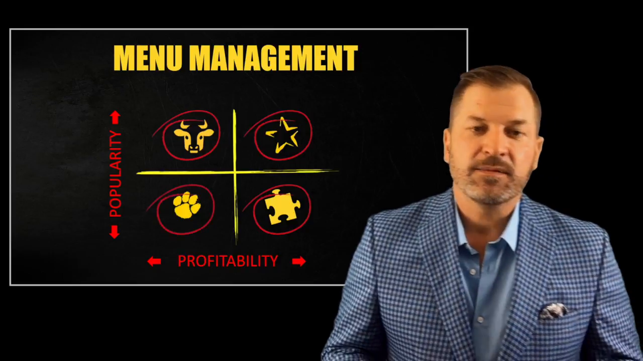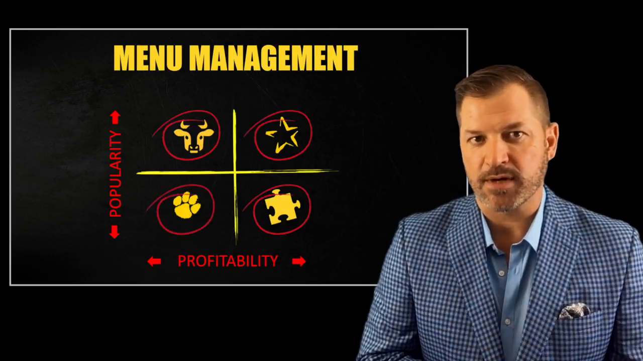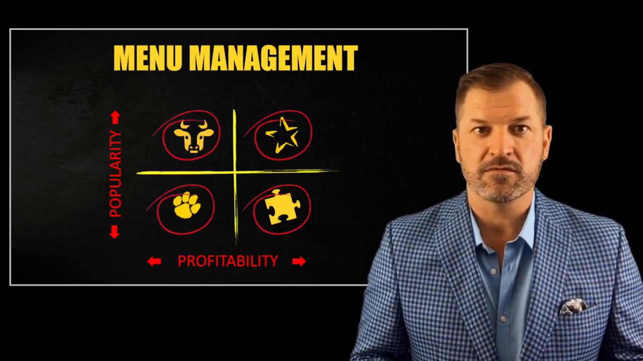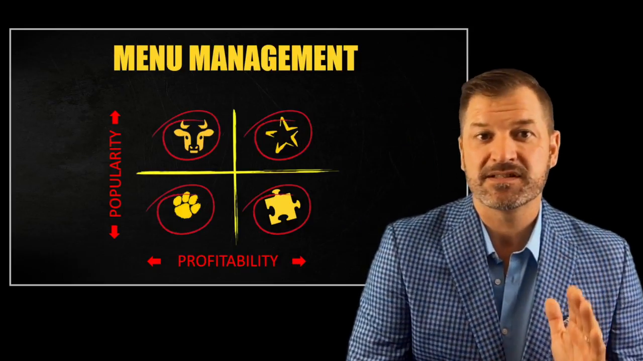Then finally, we have our dogs. And these are the items that they're not popular, they're not profitable. But sometimes we make them because we have all the ingredients, or we make them because we think people want them, but the math would tell us otherwise.